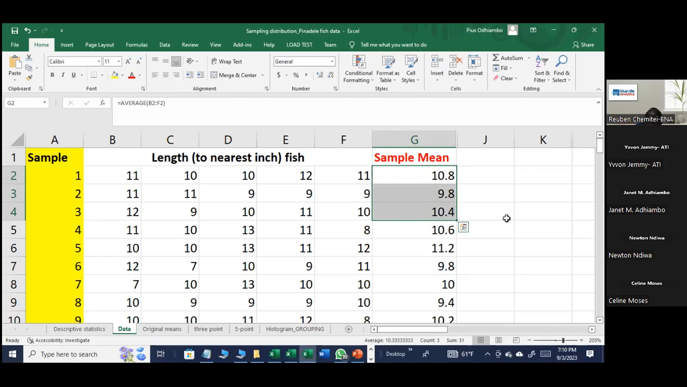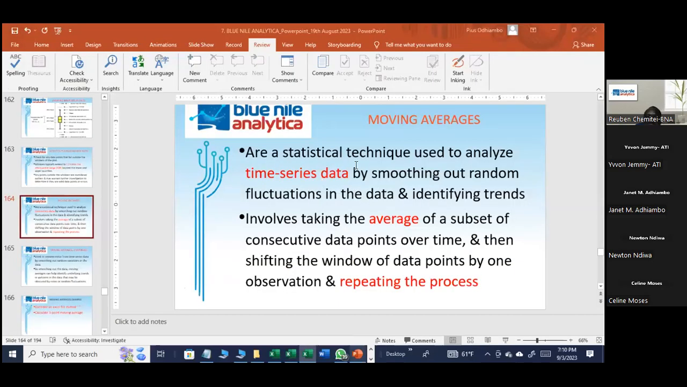But we want to see if there is a trend. We want to see if there is a pattern. So what we do is something called smoothing. It's a statistical term that we use, smoothing. And smoothing here means that you take the averages so that you can see if there is any pattern. And it's purely a statistical technique.